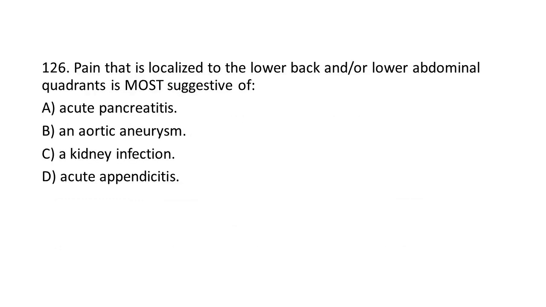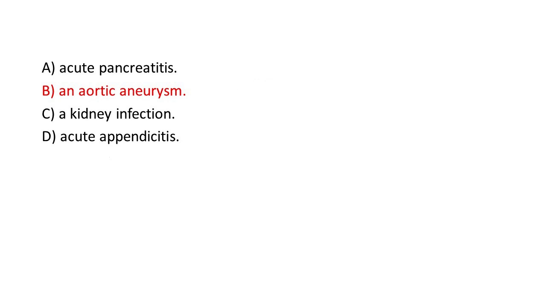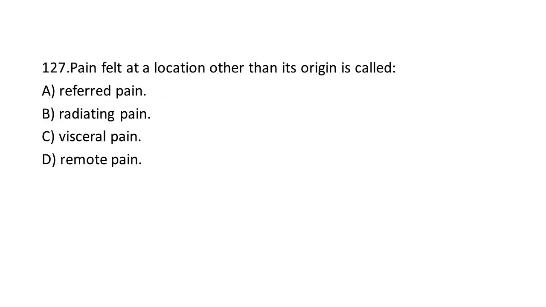126. Pain that is localized to the lower back and/or lower abdominal quadrants is most suggestive of: A. Acute pancreatitis. B. An aortic aneurysm. C. A kidney infection. D. Acute appendicitis. The answer is B. An aortic aneurysm.